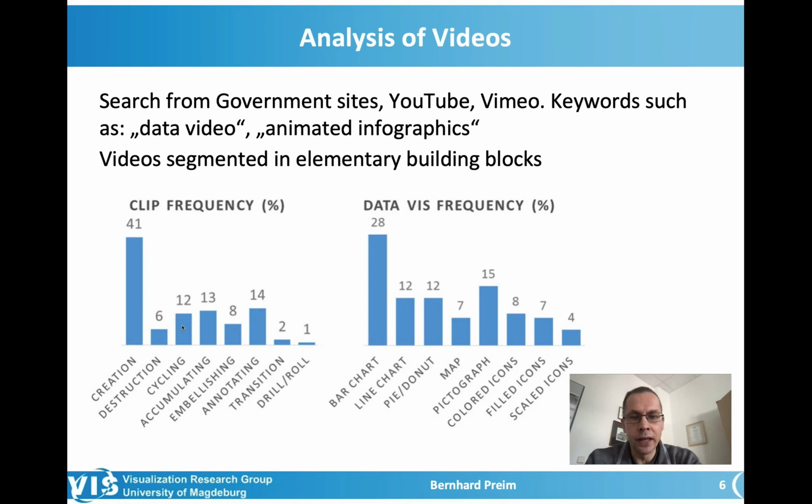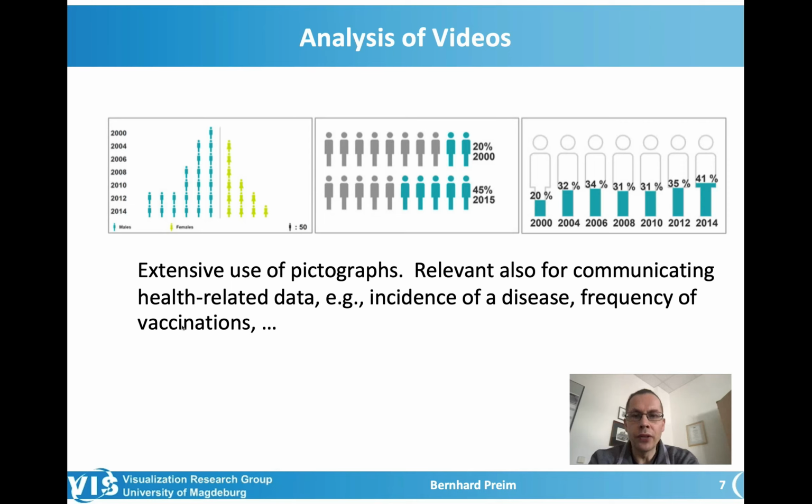Line charts and pie charts or donut charts. So here they have summarized these two terms, also with a frequency of more than 10%. A few of the videos have map representations, colored, filled, or scaled icons. Yeah, so here are these pictographs, resembling humans. There is a male variant and a female variant.